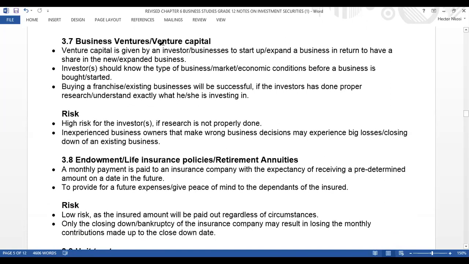Next, business ventures or venture capital. Venture capital is given by an investor or businesses to start up or expand a business in return for a share in the new or expanded business. That's your business venture. Your investors should know the type of business or market economic conditions before a business is bought or started. Buying a franchise or existing business will be successful if the investor has done proper research and understands exactly what he or she is investing in.